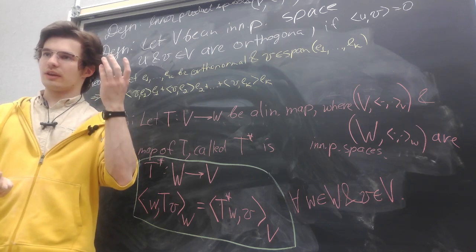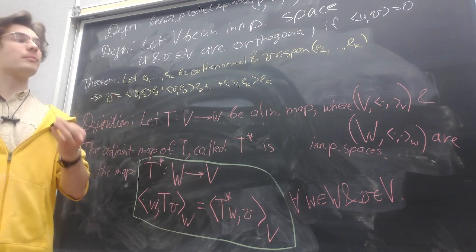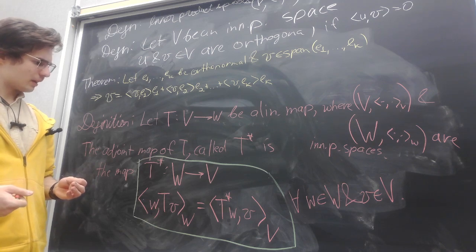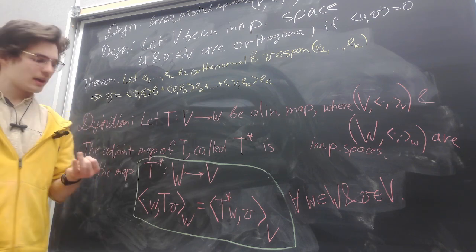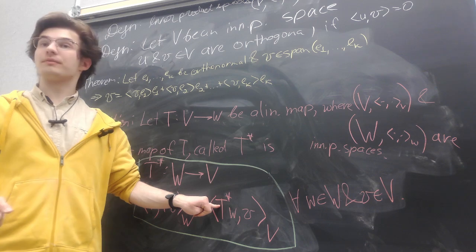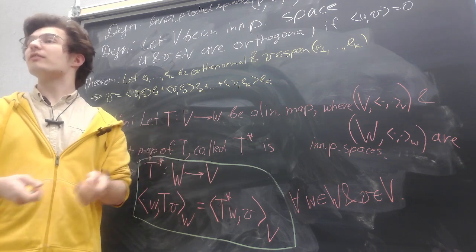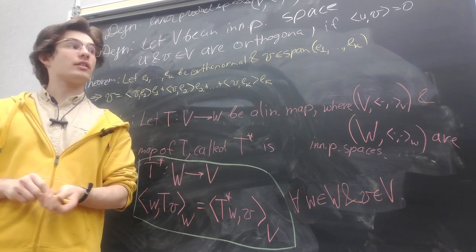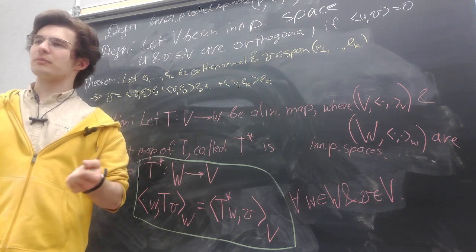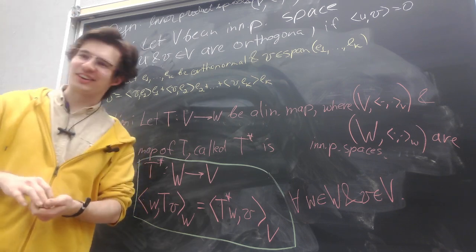The first question was, does a T star exist? Is it linear? Is the T star unique? And then the last question we're going to ask is, how does the matrix of T star relate to the matrix of T? That's another reasonable question to ask. It turns out that the answer will be fairly familiar, though it's going to be a little bit different. And there's a reason why the answer is fairly familiar, but I will not talk about that reason.